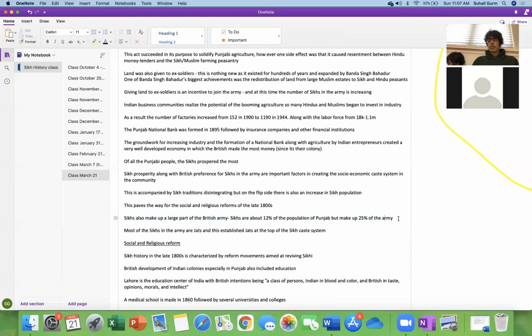Now these numbers are very different depending on what you read, and what time period they're talking about. Some estimates even say they're a third or 50% of the army, and they're 2% of the population. That could be of entire India. Depending on what you read, these numbers are going to be different. But the one thing that's the same with all of them, the Sikhs are a very, very small minority. They make up such a small part of the population of India and Punjab, but they make up the biggest chunk of the army for the British. That's important because the British prefer them for the army. So that's another very important thing.